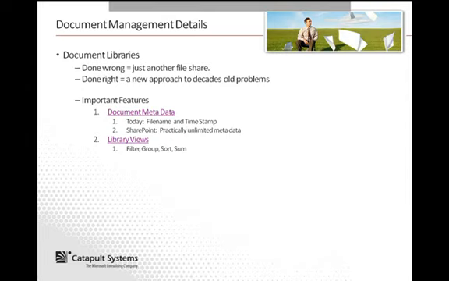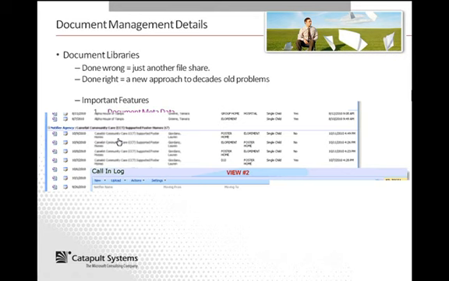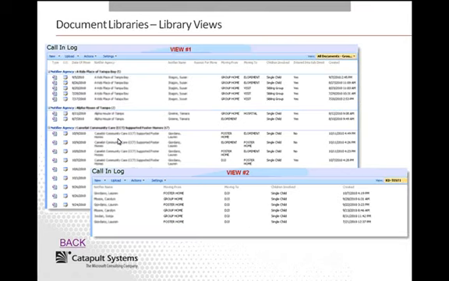Let me show you an example of a library where I've got a document library. There's two views up on the screen. View 1 at the top and View 2 is kind of overlaid on the bottom. They're both pointing at the exact same document library. And there's hundreds and hundreds of documents in this library.